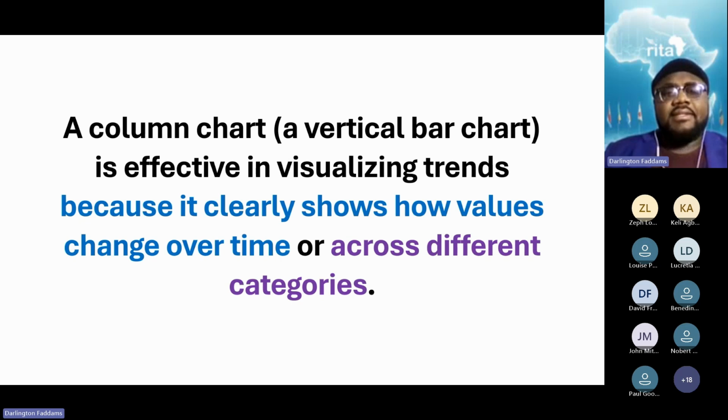Now, a column chart or vertical bar chart is effective in visualizing trends because it clearly shows how values change over time across different categories. It shows how values change across different categories. That is comparing. But how values change over time, we thought that should be line chart. So what are the specifics? As data analysts, we need to go into the details and get a better understanding.